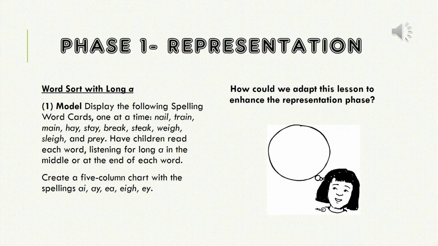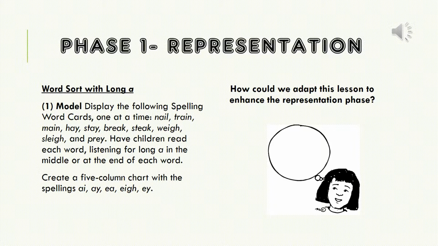Go ahead and take out your handout that was given at the beginning of the session. For phase 1, representation, let's take a look at this excerpt from a Wonders lesson. Word sort with long A. Model. Display the following spelling word cards one at a time.